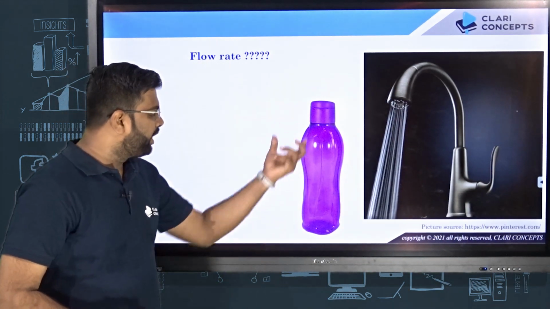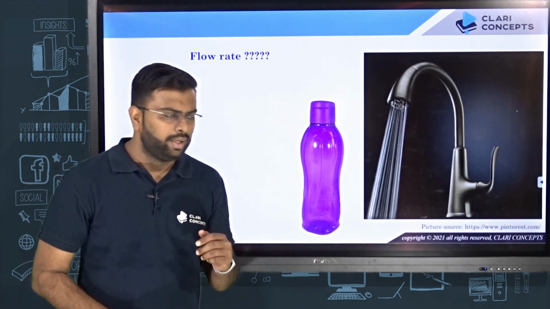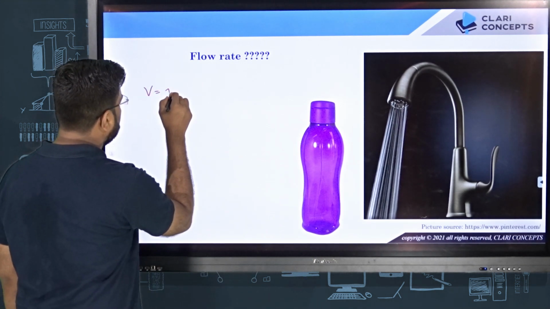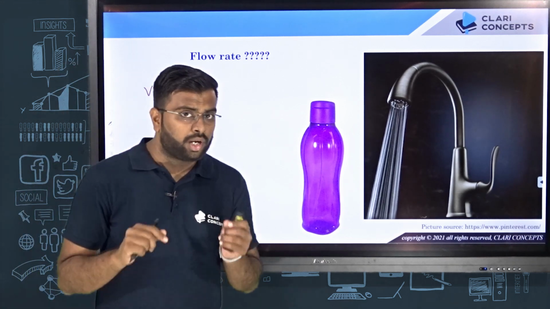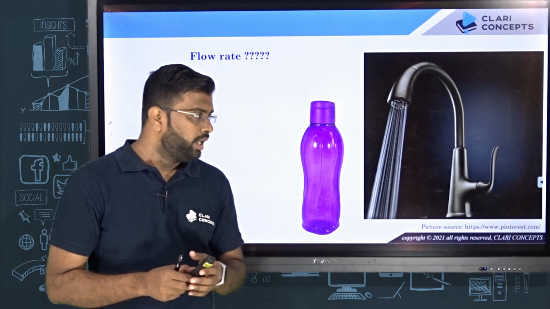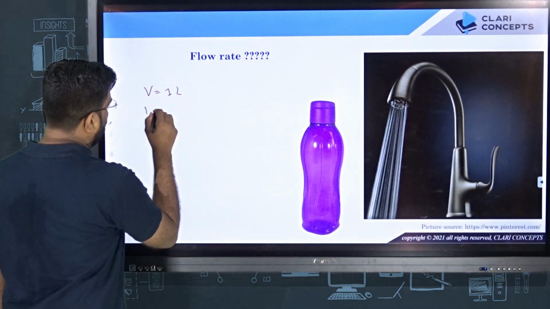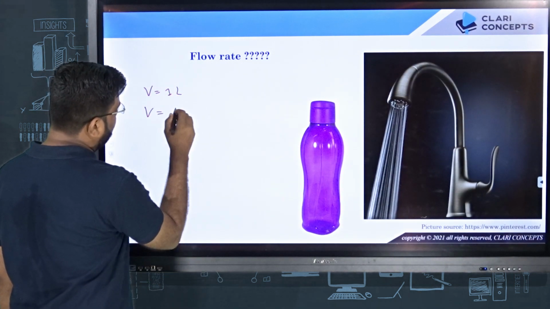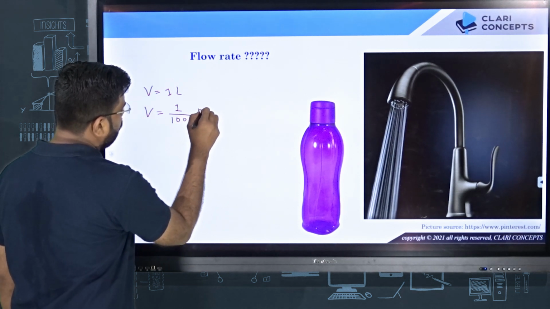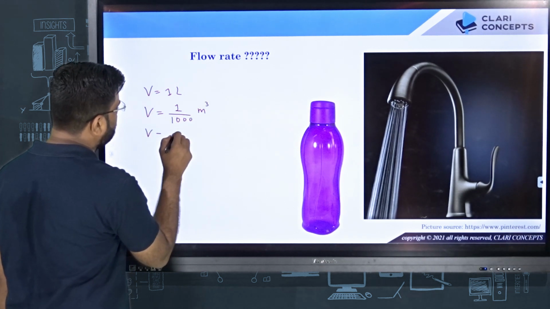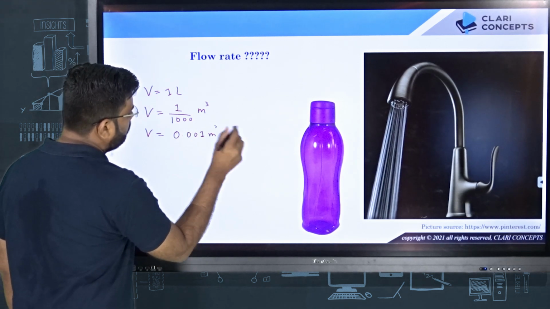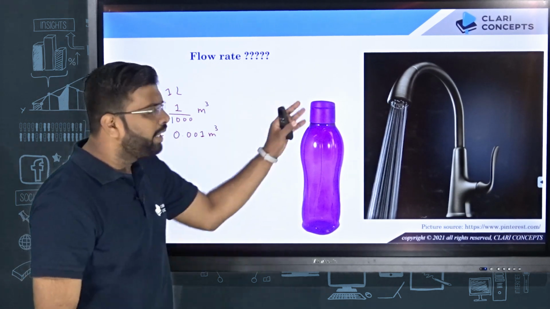What you have to do is take a bottle of known volume. Let us say the volume of this bottle is, for example, 1 liter. I hope at this point you are aware of how to convert liters into meter cube. You need to divide the value by a factor of 1000, isn't it? So the volume is how much? 0.001 meter cube. So this is the volume of this bottle. It is entirely empty.